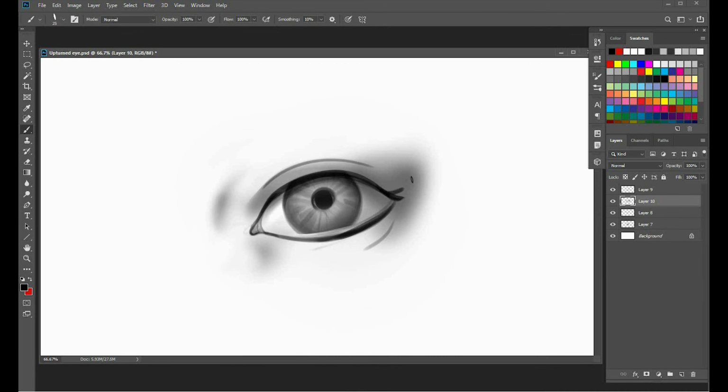The bottom lash line of upturned eyes curves upward to meet the top lashes at the outer corner of the eyes.